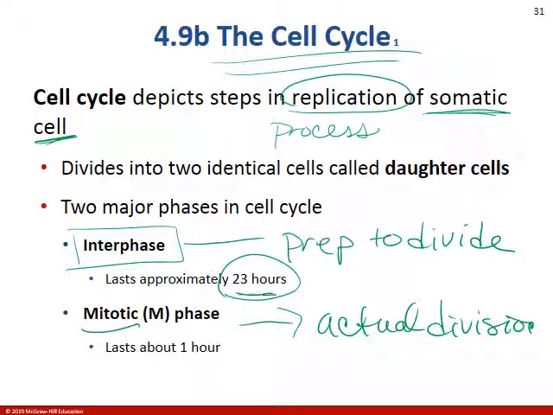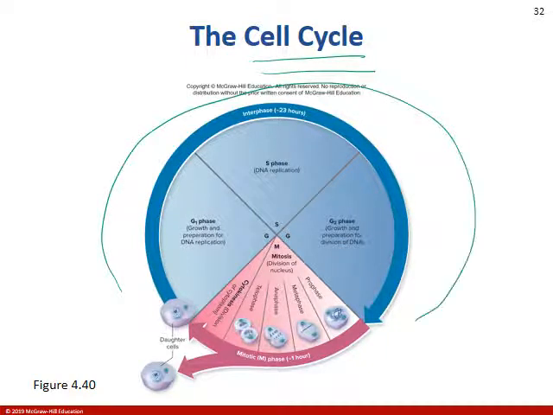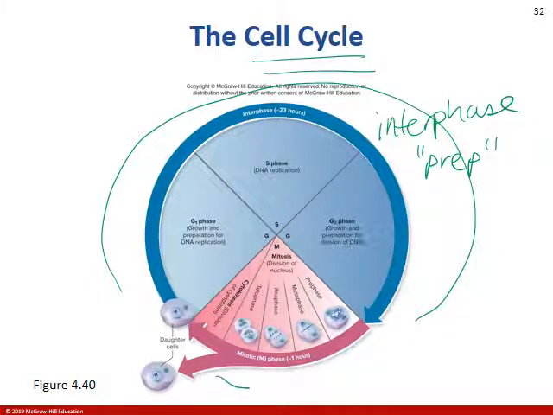So lots of prep to do a quick little division. Here's an image of the cell cycle from your textbook. Everything in blue here, this is all interphase. This is all of the prep. And then here is mitosis, or the meiotic phase. That's the actual division. So what's happening in these phases?